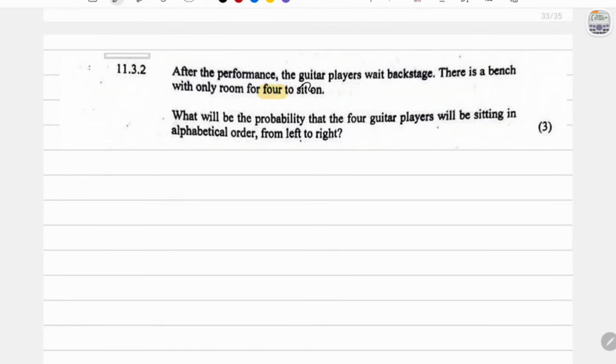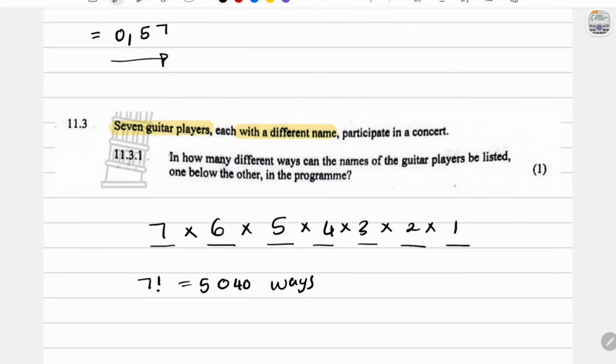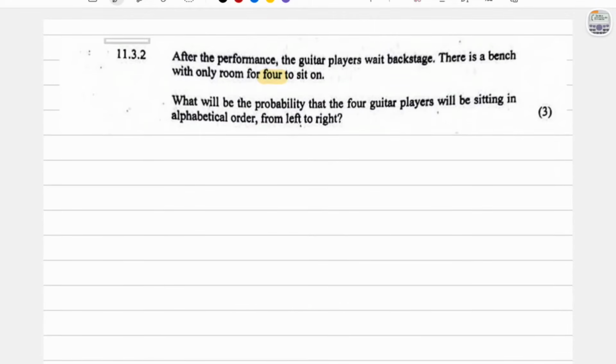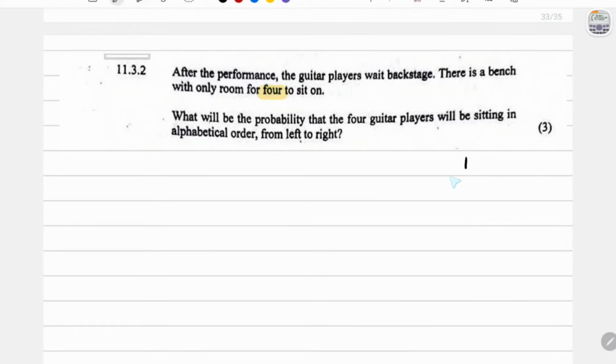Okay, so let's look at this. The guitar players, there's 7 of them, right? They want the probability that 4 of them are going to be seated in alphabetical order. Well, if they're in alphabetical order, there can only be one way for that to actually happen, because you're either in alphabetical order or you're not. Okay, just knowing that, because they did mention that they have different names, right? So as long as there's no guitar players with the same names, then if they're seated in alphabetical order, of course we should have only one way that can happen. Okay, since it's the probability, we know that it is 1, right?